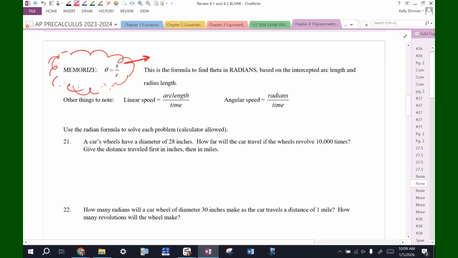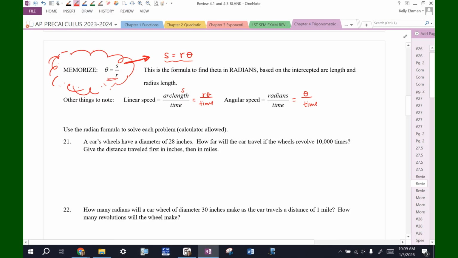Honestly, I learned it first as arc length equals radius times theta. So I have this one in my head. You can have this one in your head. It really does not matter. But we do use arc length over time for speed. So that would be arc length S, so R times theta over whatever time they give you. Angular speed is radians, so that would be theta over whatever time they give you.